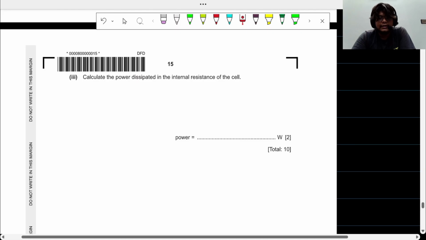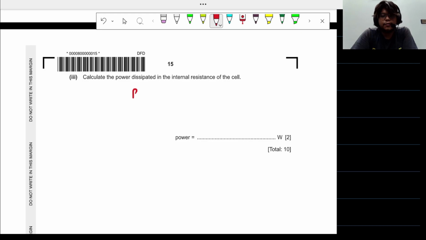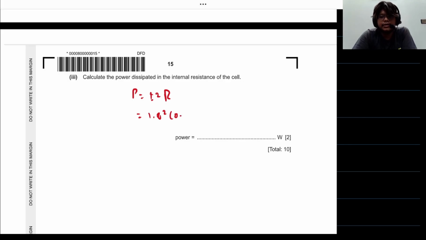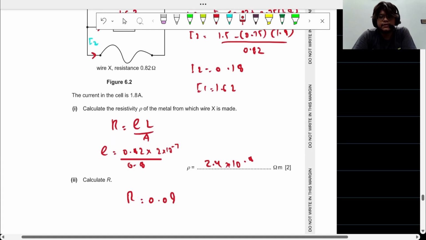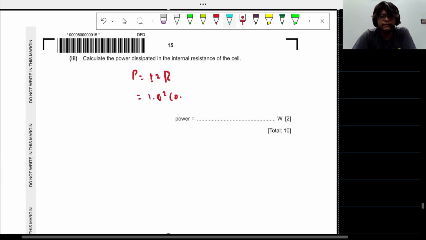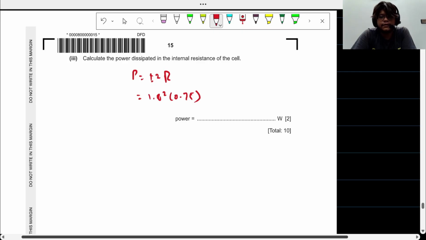Then it says calculate the power dissipated in the internal resistance of the cell. So power is equal to I squared R. We know the current is 1.8, squared. The internal resistance is how much? Internal resistance is 0.75. So you can easily find the power dissipated from here. The answer would be 2.4 watts.